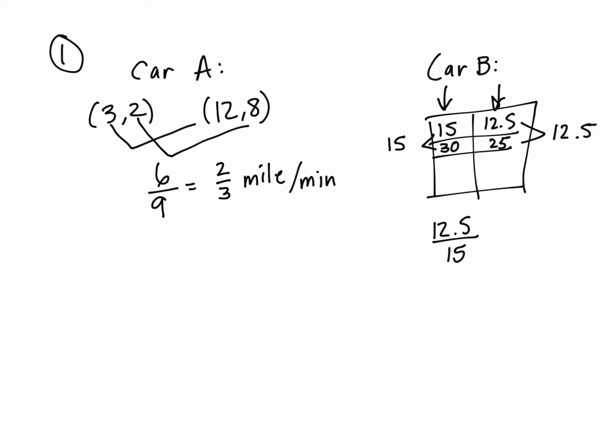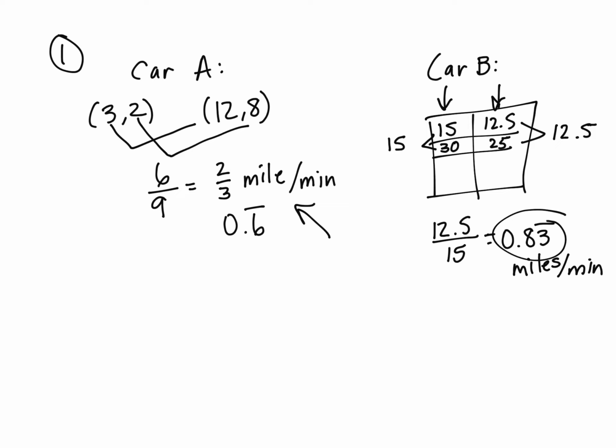This is 0.6 repeating, and then this other one over here for car B comes out to 0.83 repeating. So when it asks which car is traveling at a greater speed, this one goes more miles per minute than this one over here. So car B travels faster. 0.8 miles per minute is faster than 0.6 miles per minute.